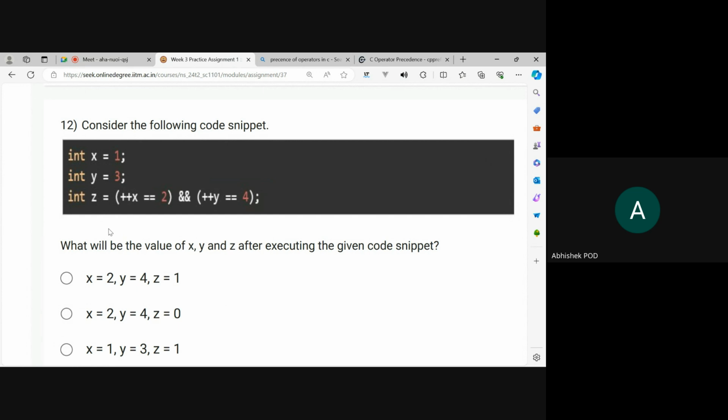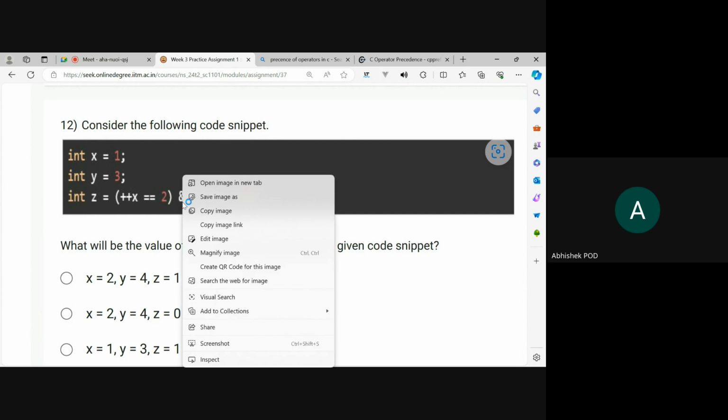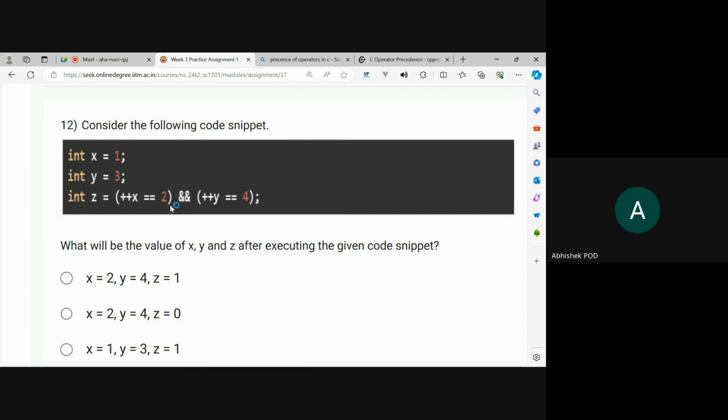We are saying that the value of z is going to be 0 if this AND is going to be returning you false. If AND returns you true, then z is going to be 1. Okay, let's see what happens. The first expression, the left hand side expression of this AND operator, says ++x equals to 2. What do you think? Will this expression yield a true value or a false value?